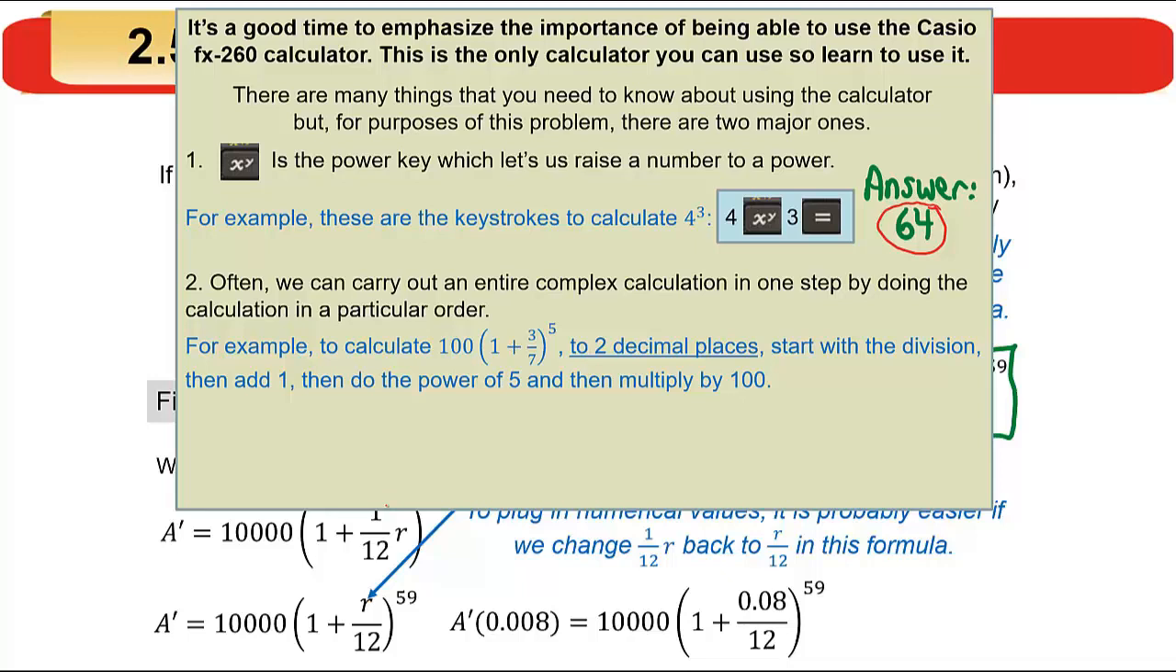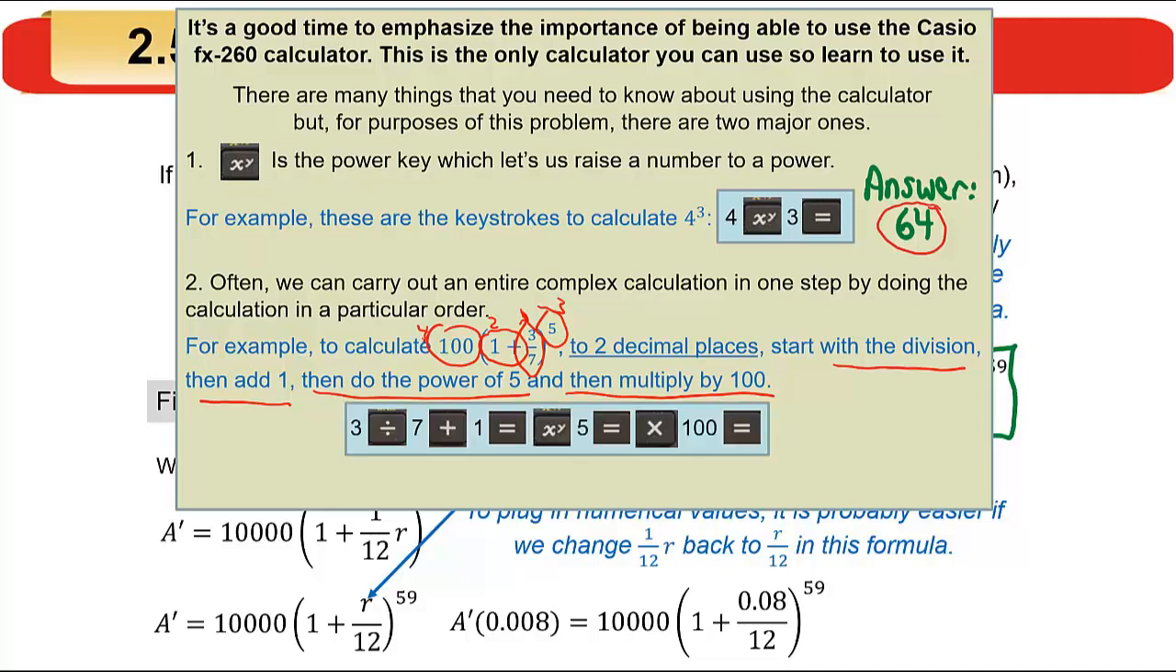what you need to practice is doing it in a particular order so that you can do it all in the calculator without having to write down intermediate steps. And the key to that is to sort of work from the inside out. Start with the division, 3 divided by 7. Then add the 1, you're working from the inside out. Then do the power of 5, so then you do the power key, and then multiply by 100. You're literally working your way from inside to outside. You first do the division, secondly you add the 1, third thing you do is raise the power, and the fourth thing you do is multiply by 100.